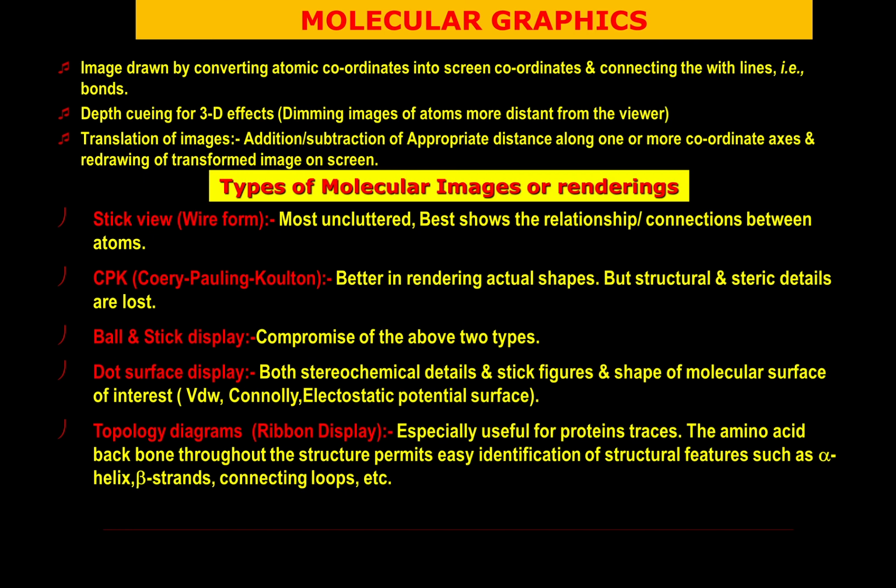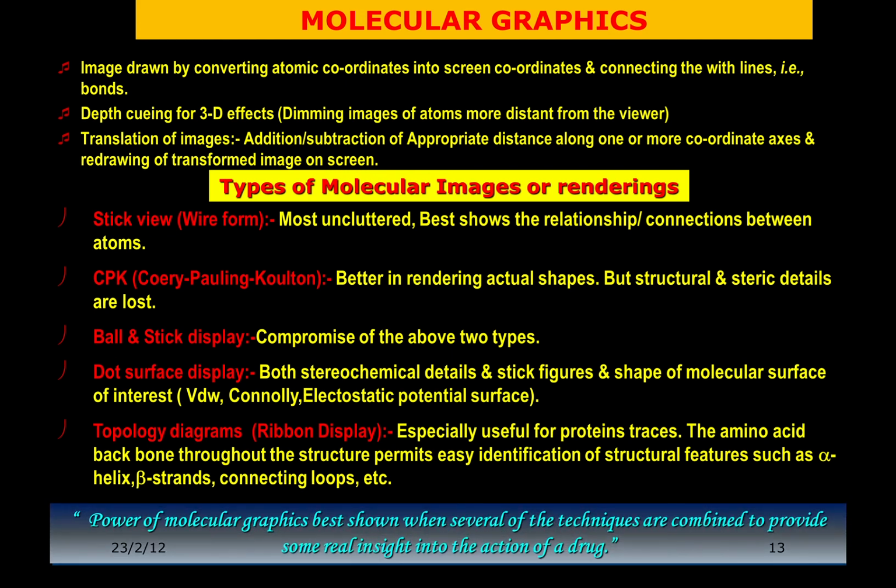Ball and stick displays are a compromise between the above two. A dot surface displays both stereochemical details and stick figures, and the shape of the molecular surface of interest. This can be a Connolly surface, van der Waals surface, or electrostatic potential surface. There are ribbon displays also, particularly useful for protein traces, where you can find the amino acid backbone throughout the structure, which permits identification of structural features, whether alpha helix, beta strand, or connecting loops. All of these are very nicely explained in the next one.